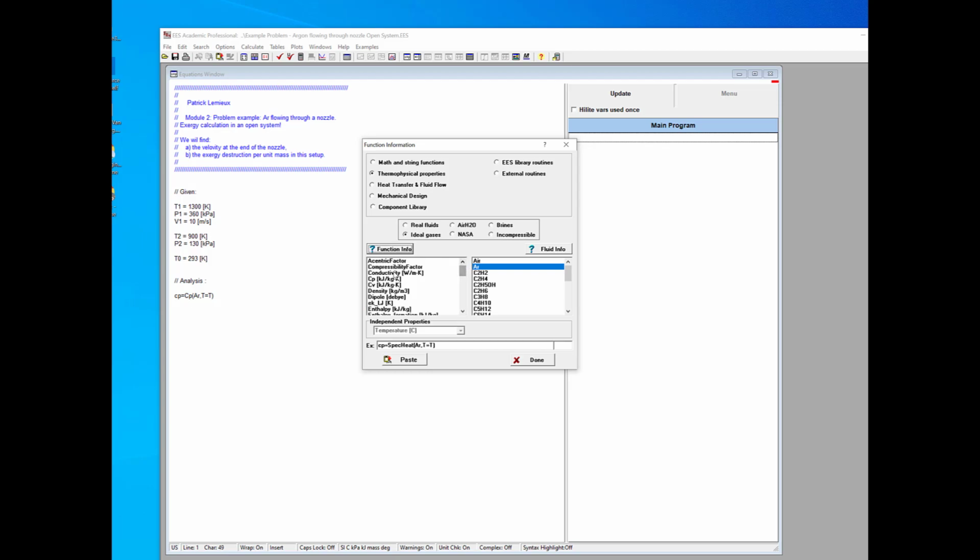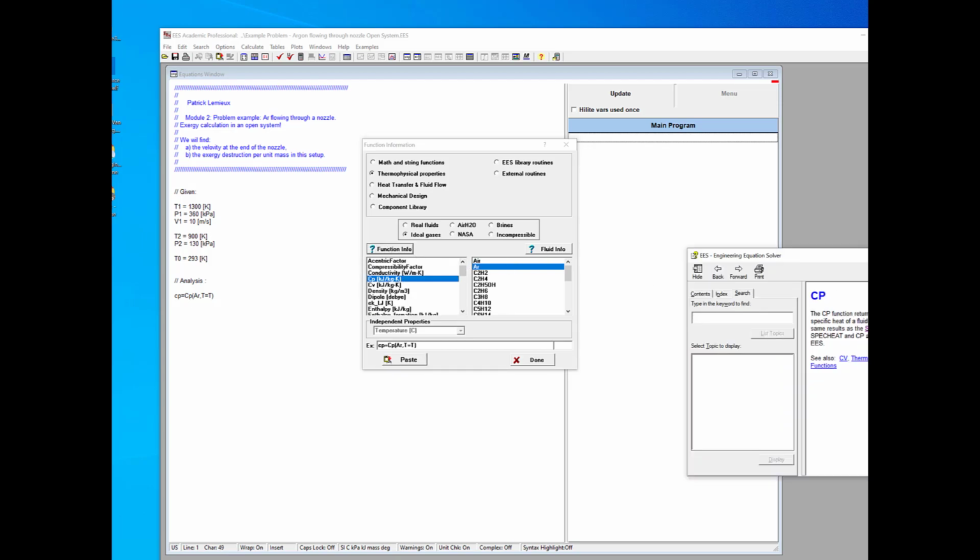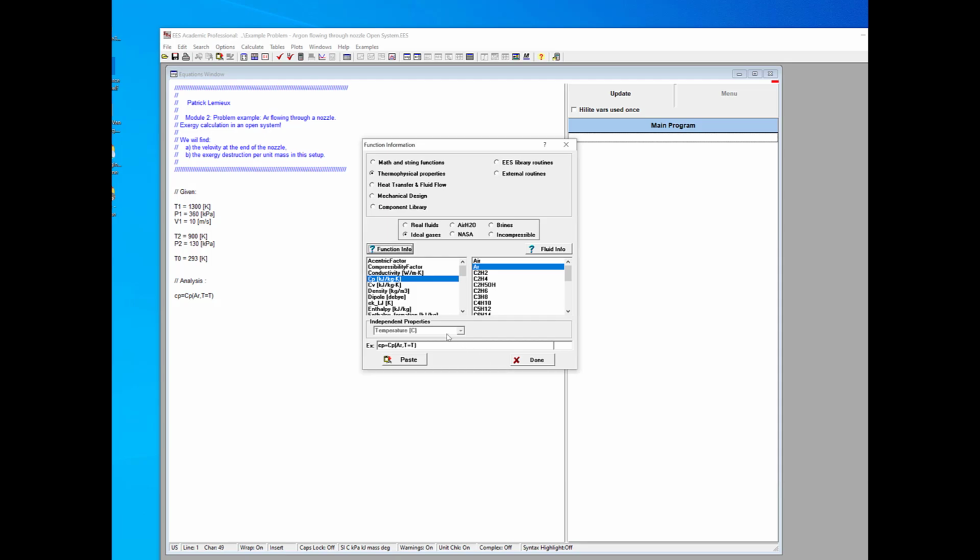Versus the CP function info for that guy. Returns constant pressure and provides exactly the same results. There you go. So this answers what I was suspecting. There's two functions that call the exact same thing. CP. So I'm going to use the CP function as I've got there.